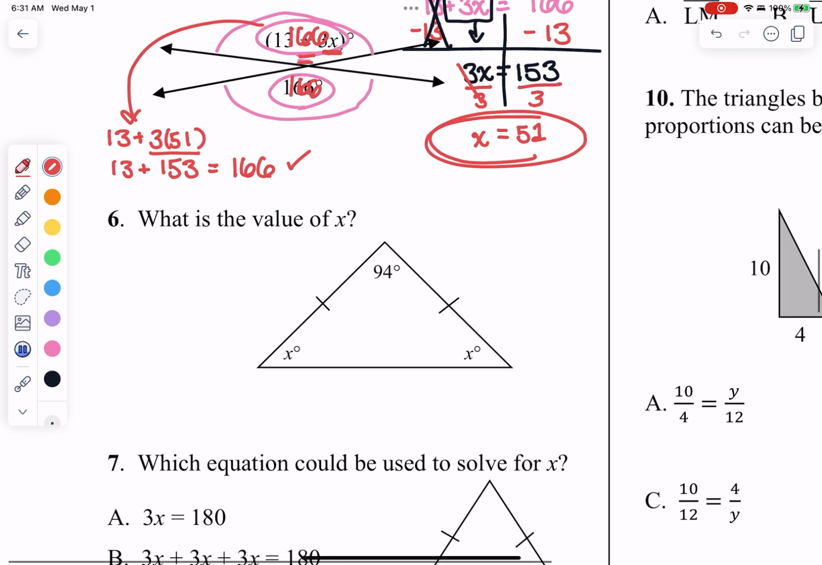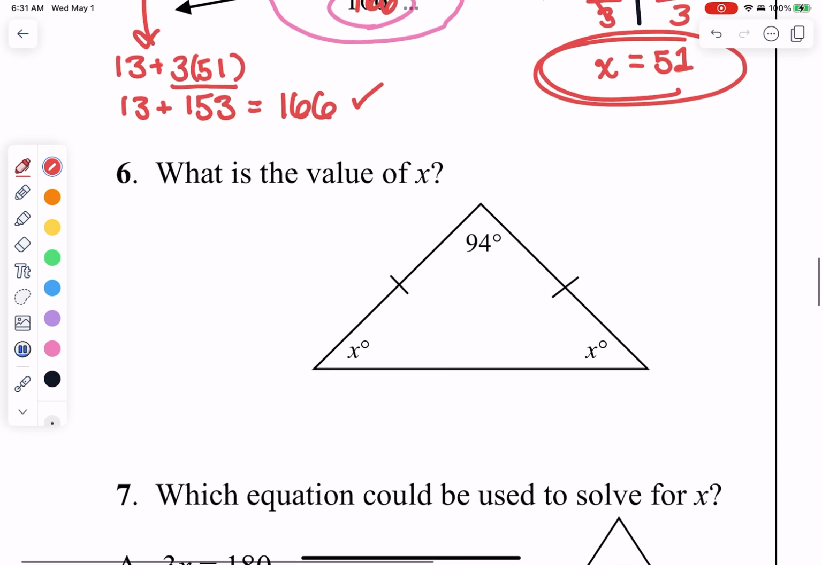Anyways, number 6. What is the value of x? All right, now we're talking about a triangle, okay? Triangles, they have 3 angles inside of them. These angles have special relationships with each other. Do we remember? They all add to, let's scroll back up here.